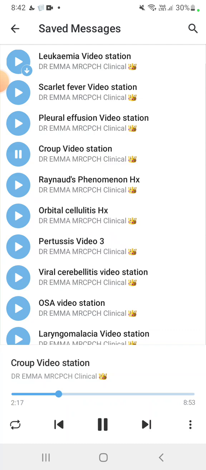This is the differentiating point between croup and laryngomalacia. We know that laryngomalacia starts from birth, around two months old, and then by 2 years it goes away. And croup is actually 6 months to 6 years.